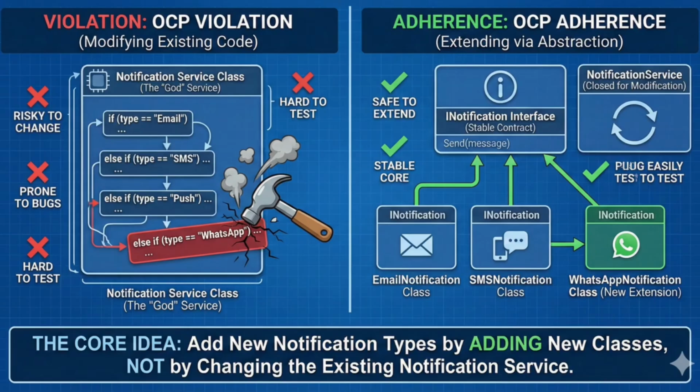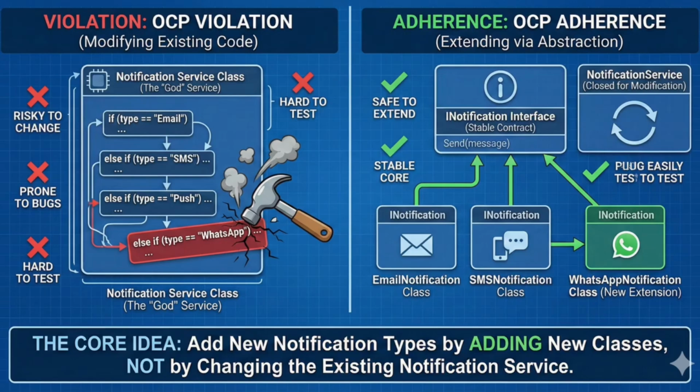Every time a new notification type is required, we open this class again, modify the code, add new conditions, and risk breaking the existing working features. This approach is risky to change, prone to bugs, hard to test, difficult to maintain, so this clearly breaks OCP, because we keep modifying existing working code. Now look at the right side, this is OCP done correctly.